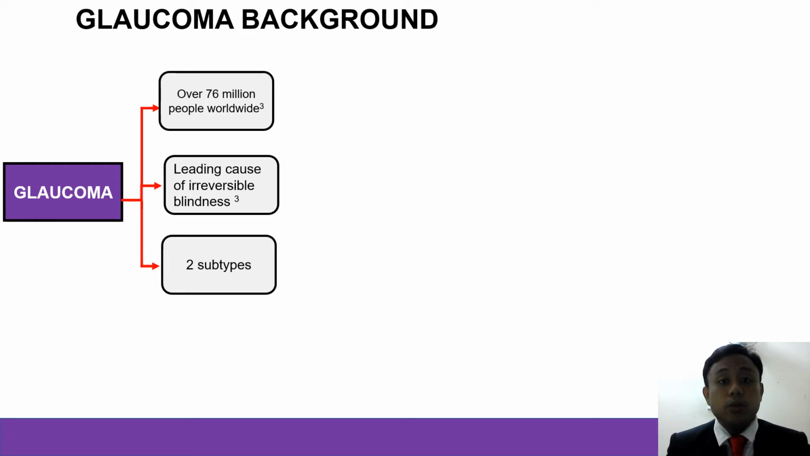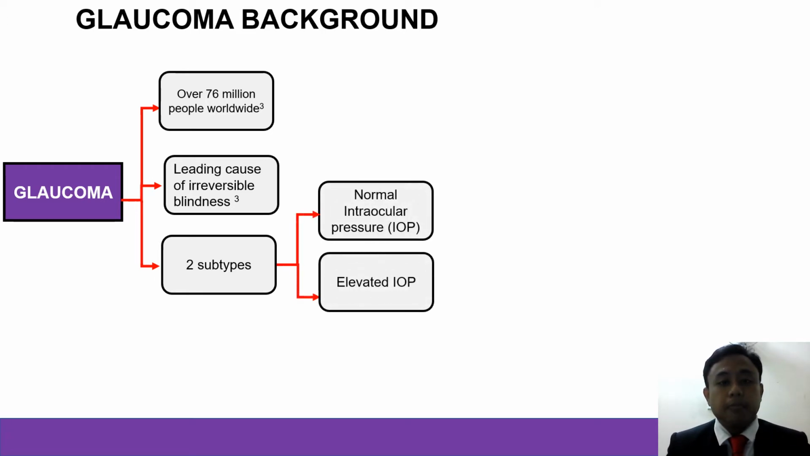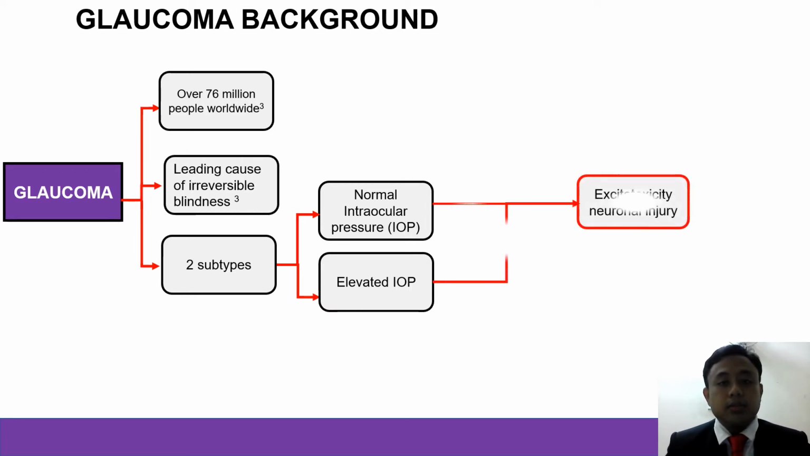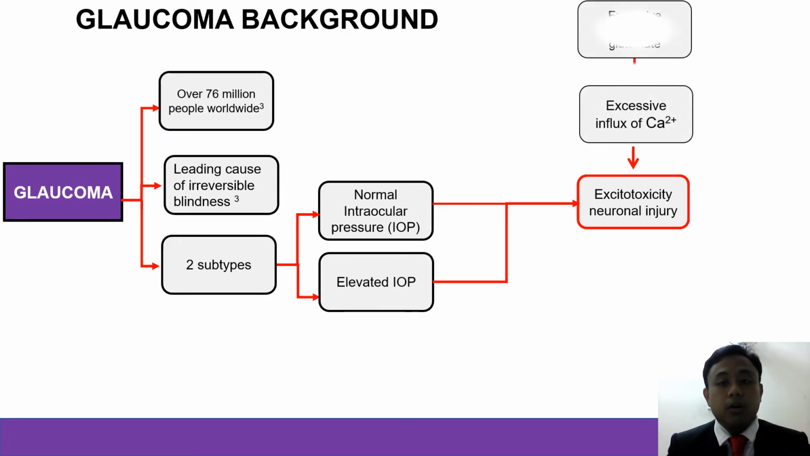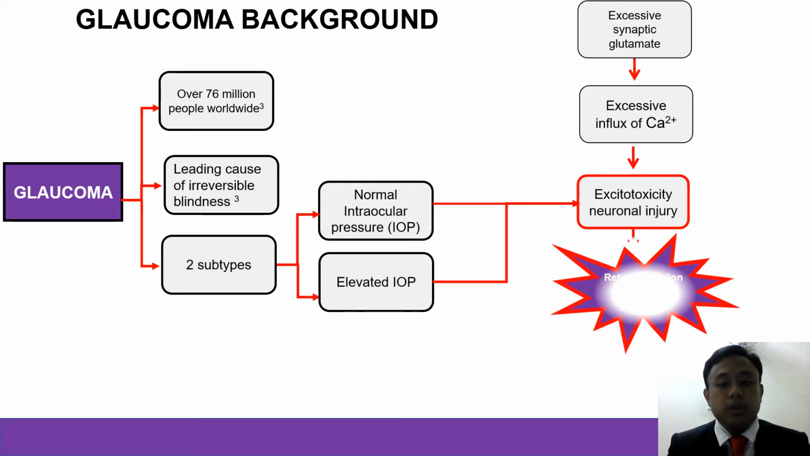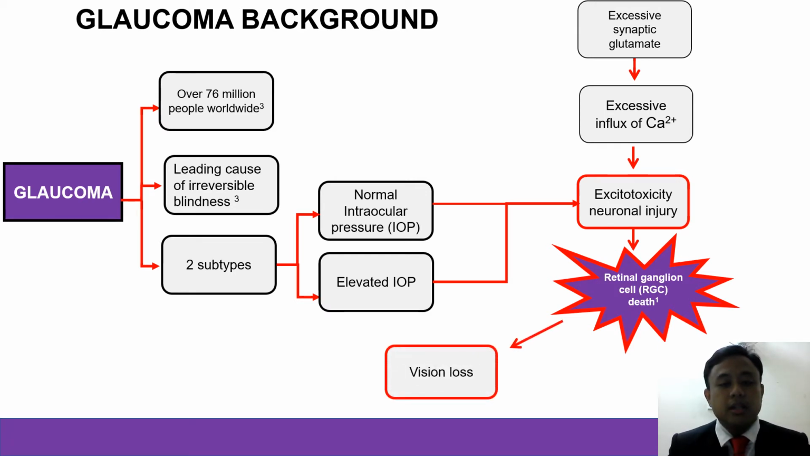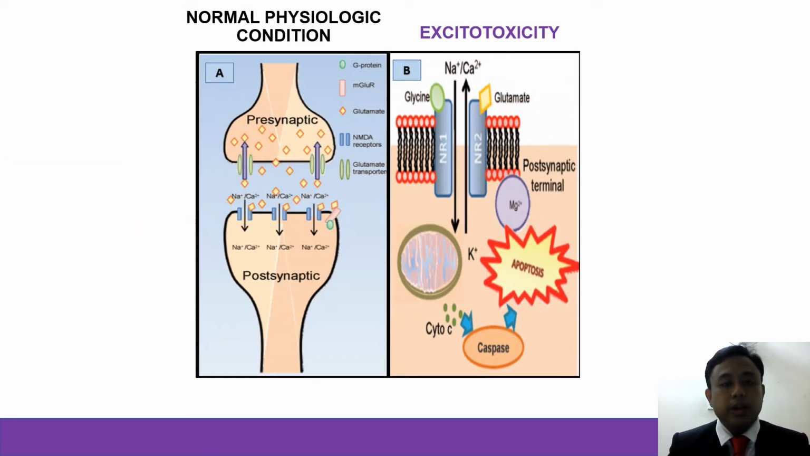It can be divided into two main subtypes, which are people with normal intraocular pressure or IOP and those with elevated IOP. However, both subtypes are potentially prone to develop glaucoma due to excitotoxic neuronal injury, which can be caused by excessive influx of calcium ions that are caused by excessive synaptic glutamate. In turn, this will lead to retinal ganglion cell or RGC death that will lead to visual loss and finally leads to glaucoma itself.